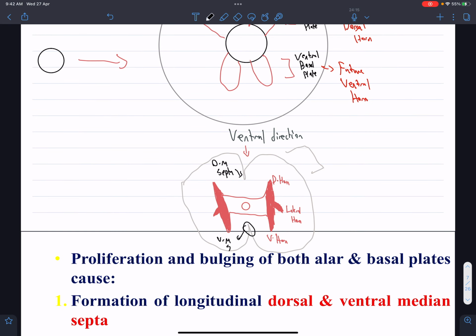Now, we have developed the gray matter of the spinal cord. The white matter also is developed, consisting of ascending and descending fibers. The septa are formed, and the central canal is finally mature, containing CSF, lined by ependymal cells.